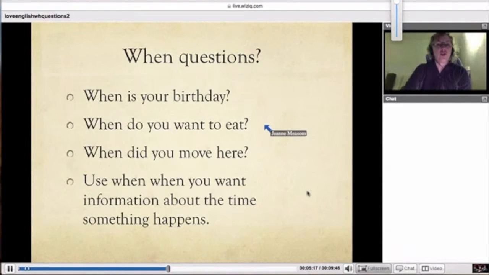Now, when questions. When is your birthday? When do you want to eat? When did you move here? All these questions are about time. Okay, when you want information about time, you use when.